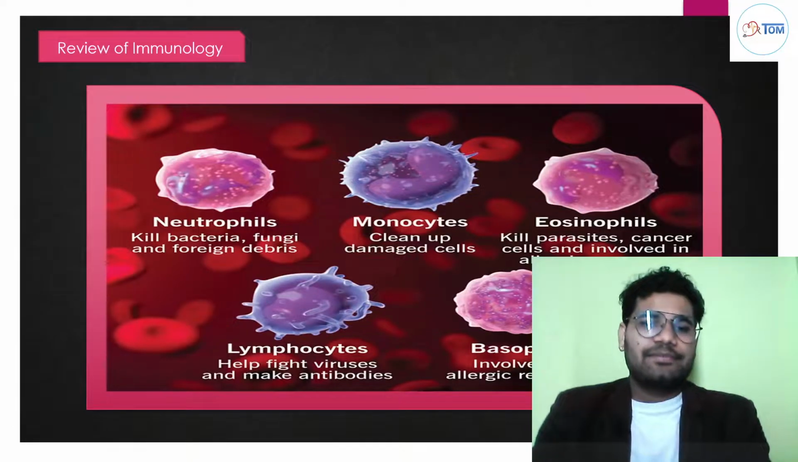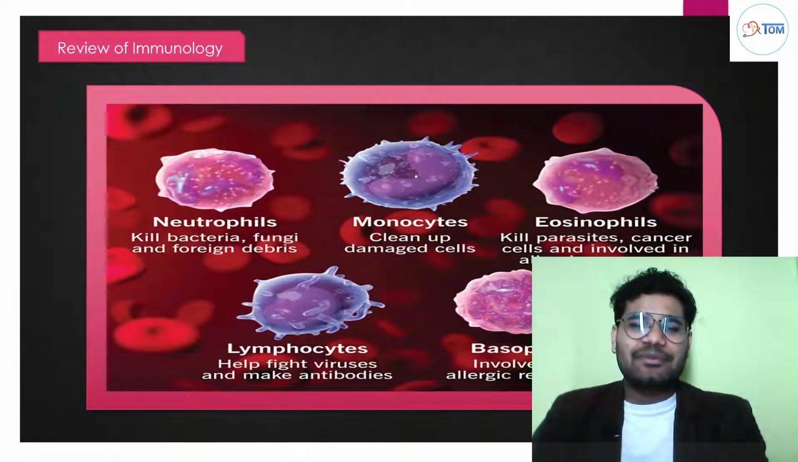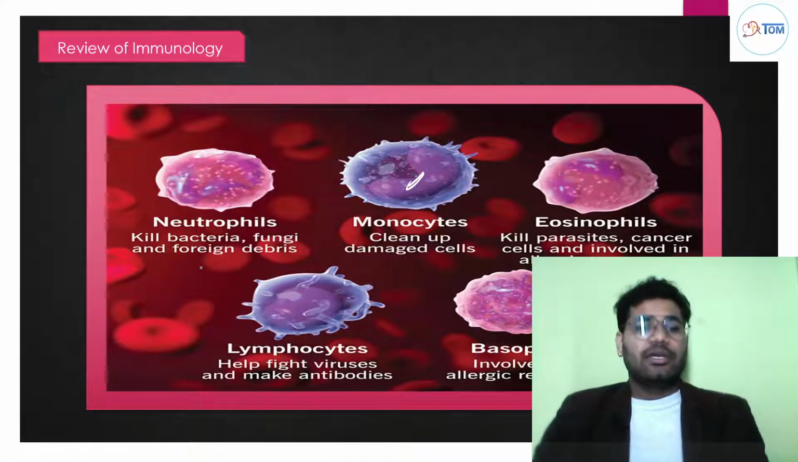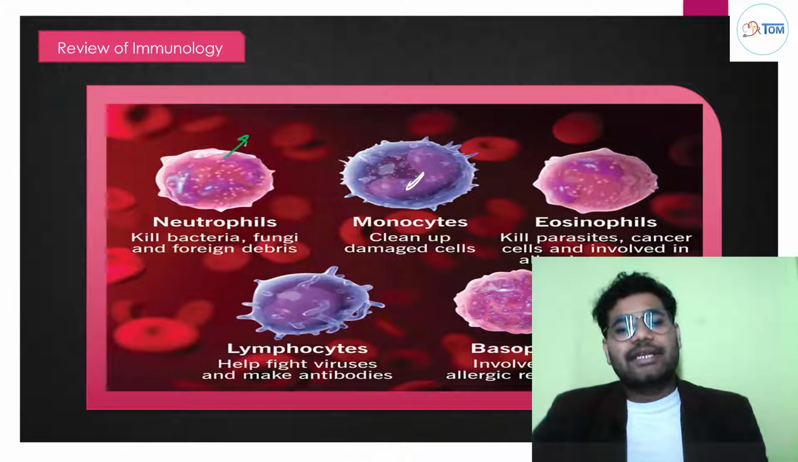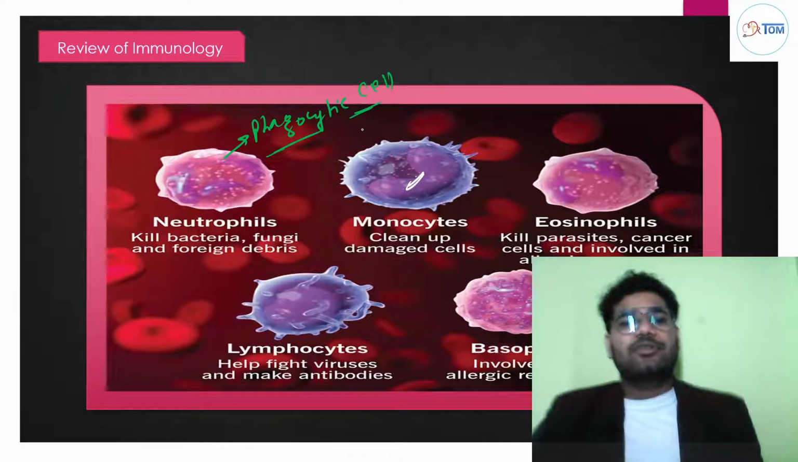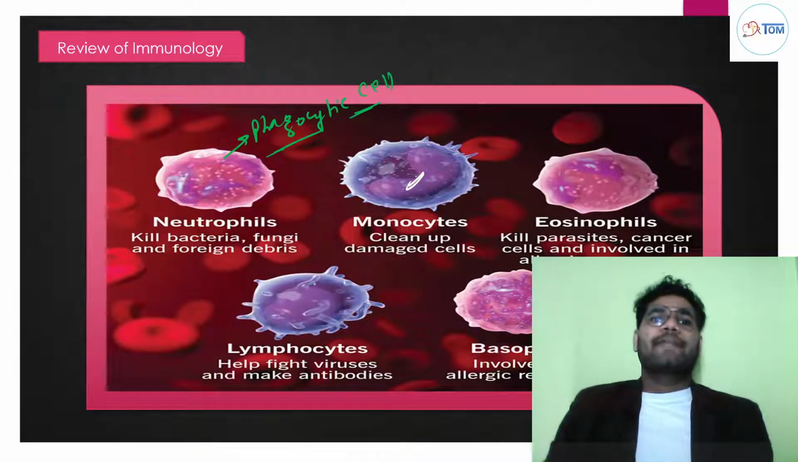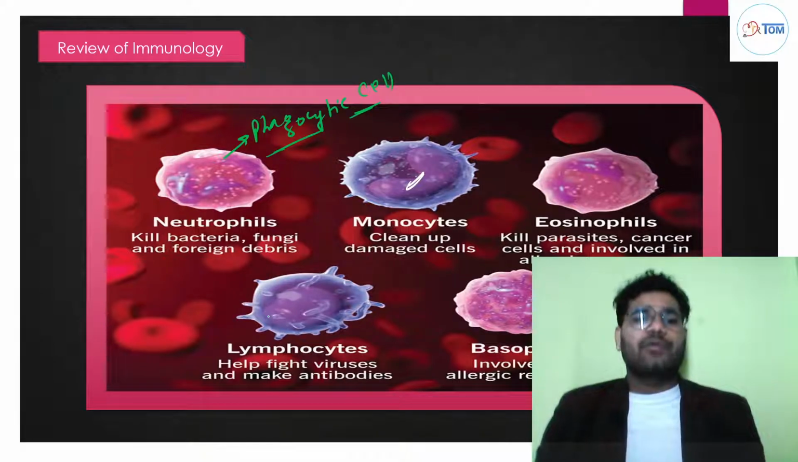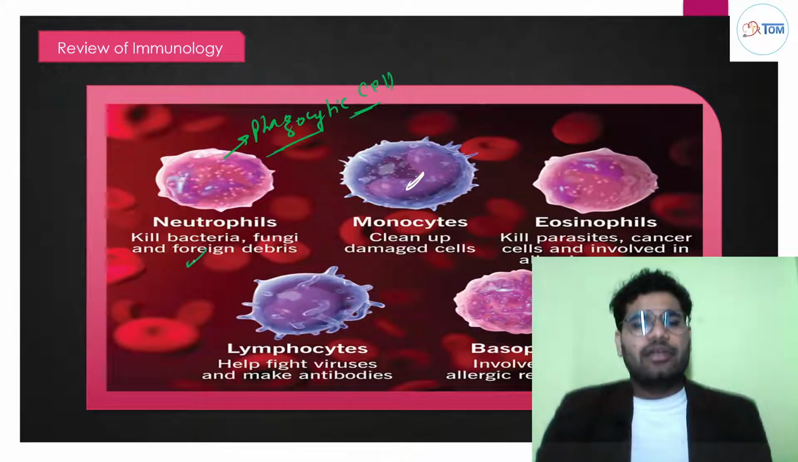Now you can see here. Can you see the nucleus of the monocytes? That's what we are talking about. Let me change the color and let's talk. Neutrophils are phagocytic cells. Phagocytic cells are those cells which eat the pathogen. We'll talk about these things. They kill bacteria, fungi, and foreign debris. They are just phagocytic cells.